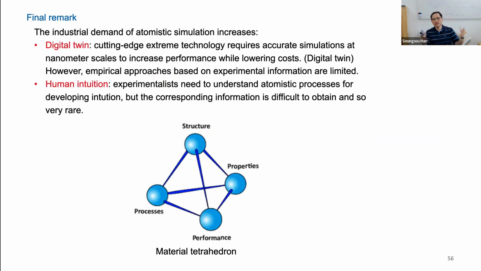I have introduced, very briefly, all the methods in atomistic simulation, and I want to emphasize that the interest in atomistic simulation, particularly in the industrial domain, is increasing quite highly. There are two reasons, in my opinion. The first one is that cutting-edge technology, like highly scaled semiconductors, requires quite accurate simulation at the nanometer scale to increase performance while lowering cost. This is called the digital twin. Without the experiment, you can do the same thing with computation.